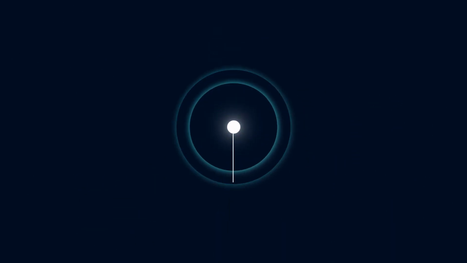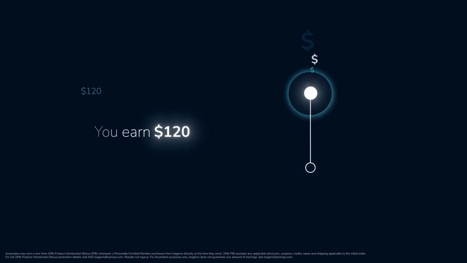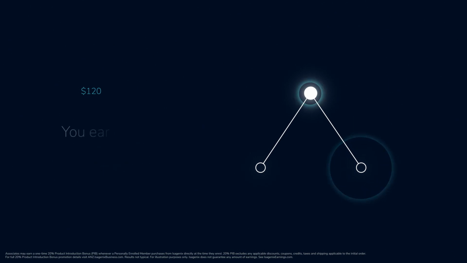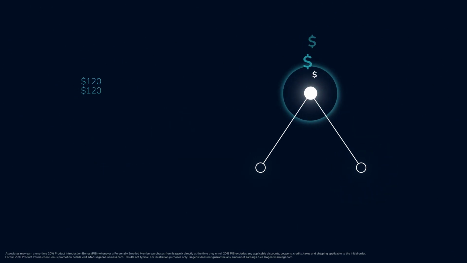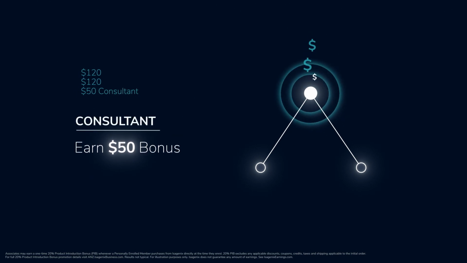But the potential doesn't stop there. Let's look at how you can earn even more income on top of the 20% commission. Let's say your friend purchases $600 of products. You earn $120. If another friend purchases $600 of products, you earn another $120. Once you have referred two new customers to Isagenix, you'll earn an additional $50 bonus. This is what we call Consultant.